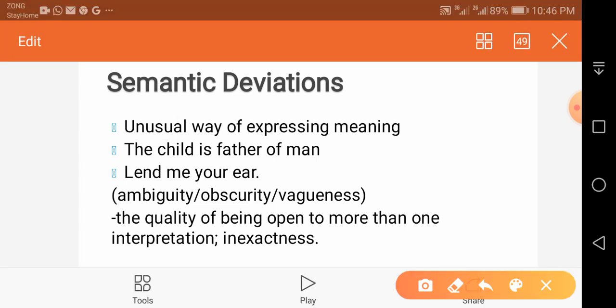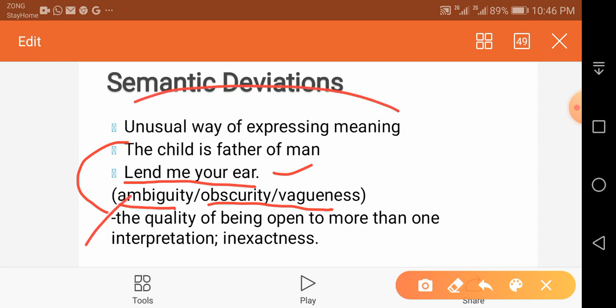Now here is a kind of ambiguity in the meaning. The child is father of man. Or have a look at this sentence: lend me your ear. So it can give us multiple meanings, or there is vagueness and obscurity. The quality of being open to more than one interpretation or inexactness is known as ambiguity.